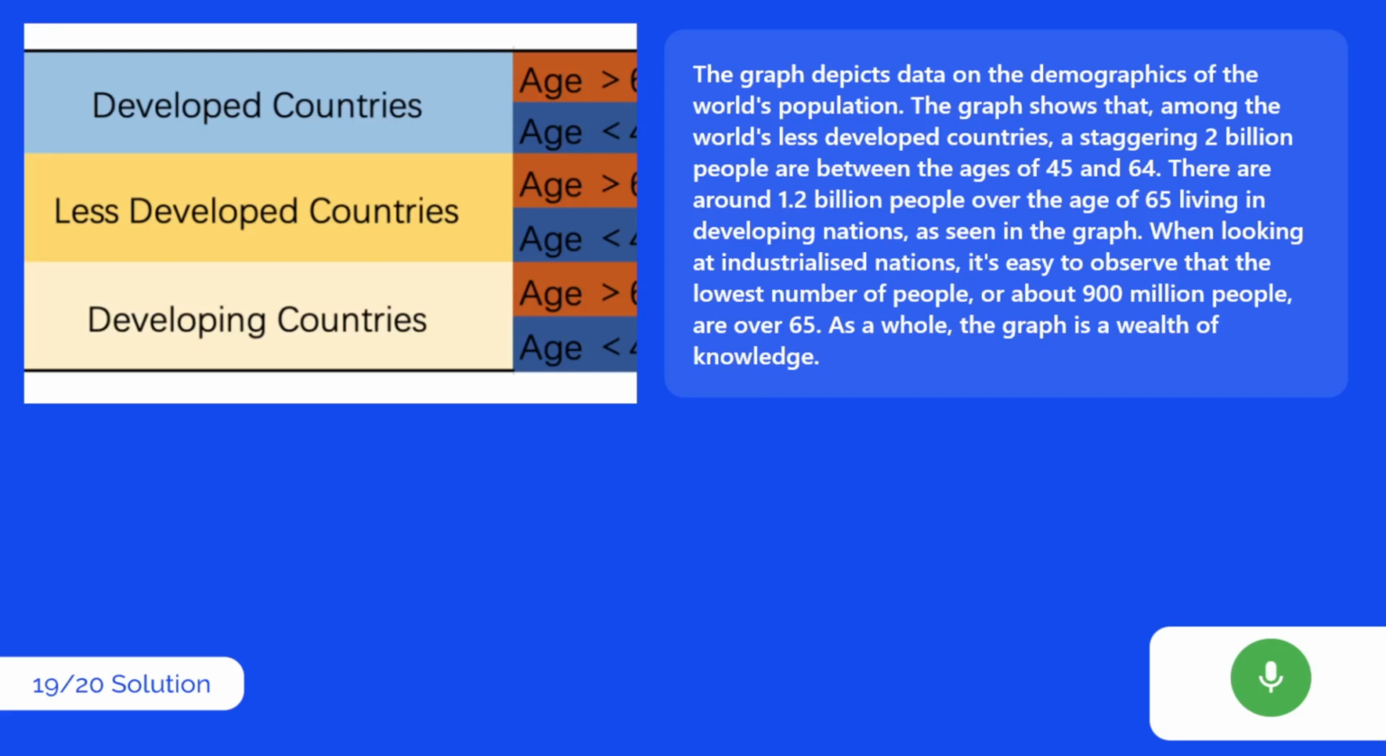in the graph. When looking at industrialized nations, it's easy to observe that the lowest number of people, or about 900 million people, are over 65. As a whole, the graph is a wealth of knowledge.